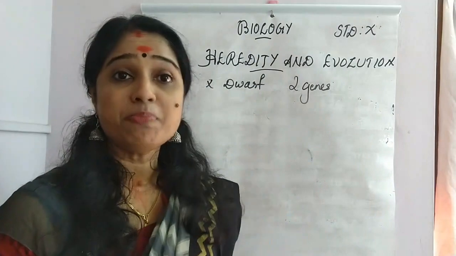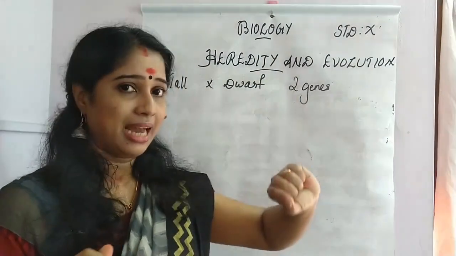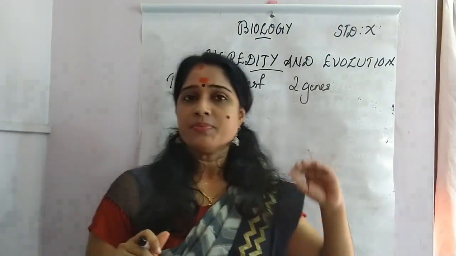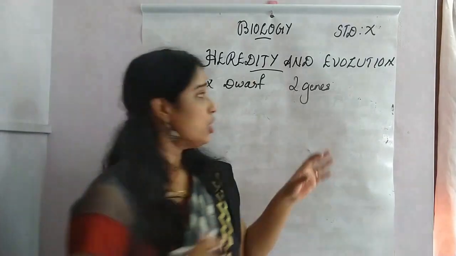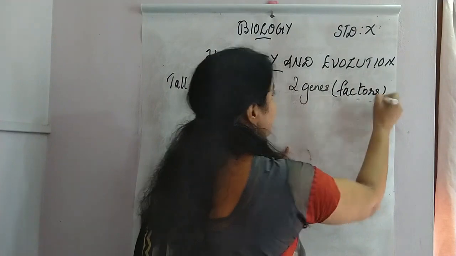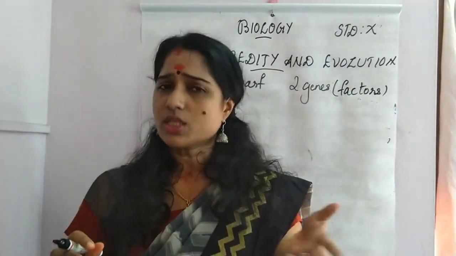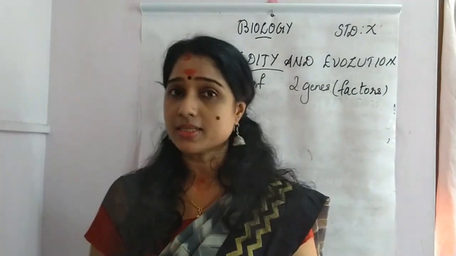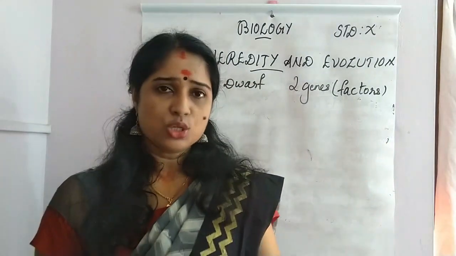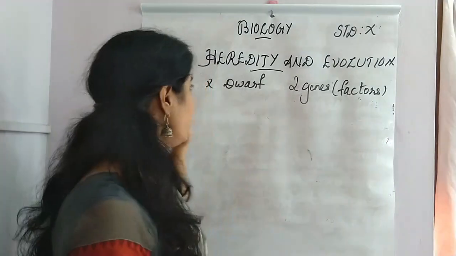Similarly, in the case of the pea plant also the same thing happens. You know that every character of the pea plant is controlled by 2 genes. That time Mendel did not know about the term gene. So he called it as what? Factors. That term, gene, was coined after so many years. So he called it factors. So one character is controlled by how many factors? 2 factors.